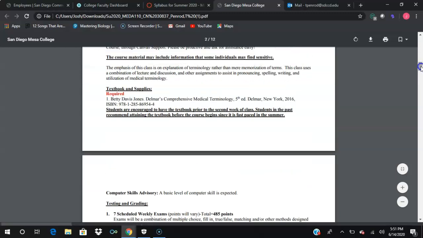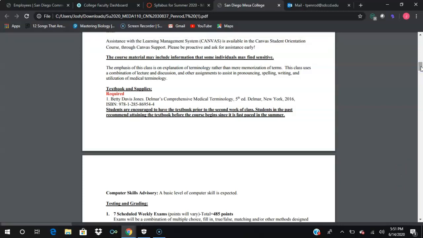Our book is listed right here, Betty Davis Jones. It is the 5th edition. It really is important. I know this is underlined saying by the second week of class. However, the very first Sunday, we actually have a test on chapters 1 through 4. We have to move very quickly in the summer session, so it's highly recommended to get the book within the first couple of days, because otherwise you're going to be behind. It's very, very fast paced, so I highly recommend that you get the book before the second week.